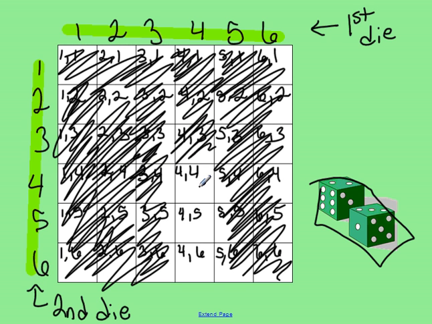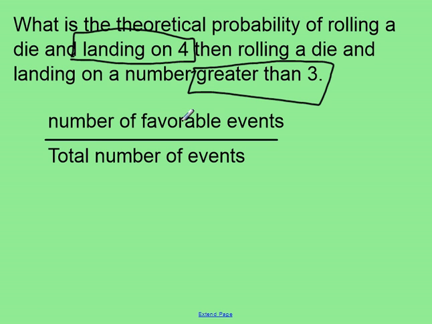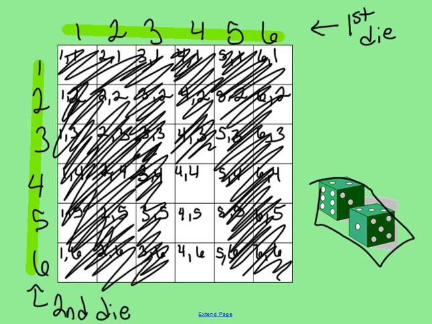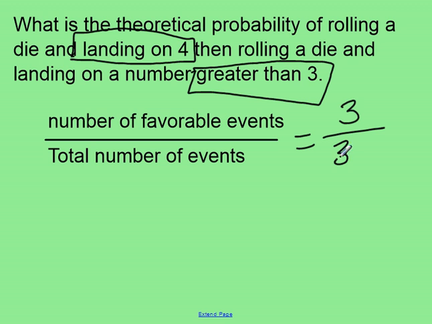So how many outcomes do I have where I roll a 4 first and then a number greater than 3? I only have 3 of them right here. So my probability is favorable events over total events. So there are 3 outcomes where I get what I'm looking for. And then out of how many total? Well, this is just a 6 by 6 table. So it's out of 36 total, because 6 times 6 is 36.